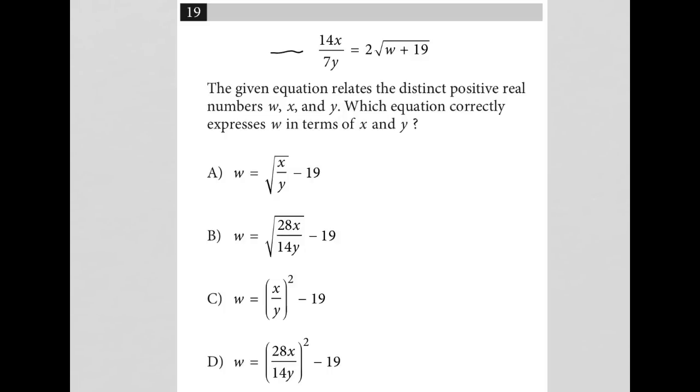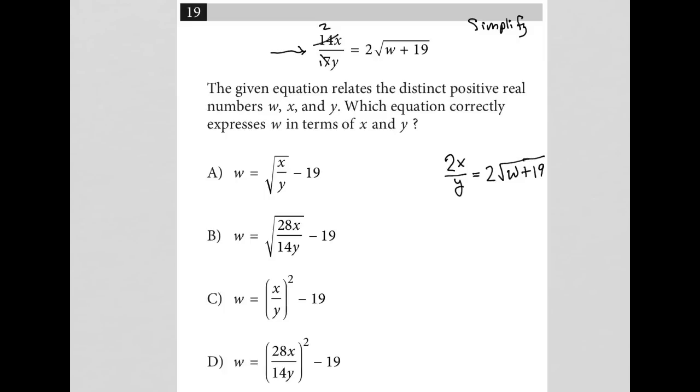So this question starts off by providing us with this equation, 14x over 7y equals 2 radical w plus 19. I'm a big fan of always simplifying whenever I can. So I'm going to simplify this and say 7 goes into 14 twice, goes into itself once, which means this turns into 2x over y equals 2 radical w plus 19.